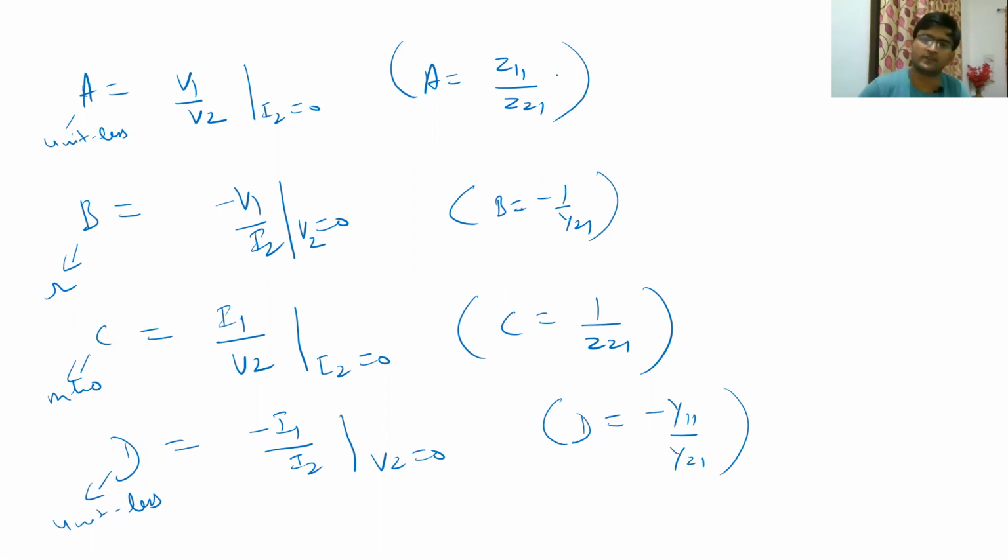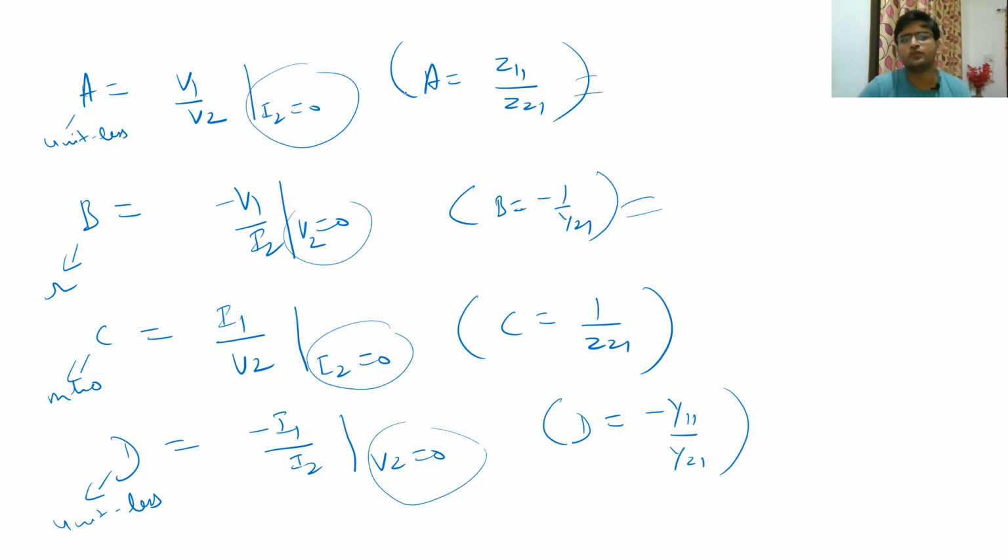So we can also represent these using either impedance or admittance parameters, because some are the open circuit parameters and some are the short circuit parameters, right? So now tell me, using these parameters, A, which is unitless, B, which has a unit of ohm, obviously, C has a unit of mho, and D is unitless.